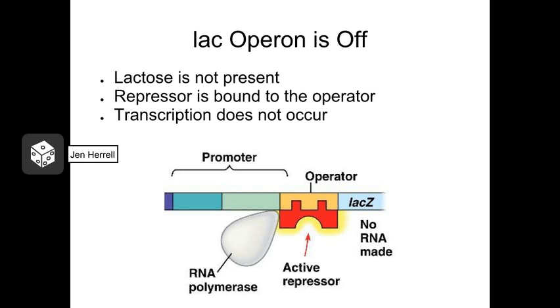This is how the lac operon might look if there's no lactose around and that operon is turned off. There is a repressor for this operon, and in this state it will be bound to the operator. So notice that it's blocking the way of RNA polymerase. RNA polymerase cannot bind, and so this operon is turned off. No transcripts will be made, no proteins will be made from this set of genes.